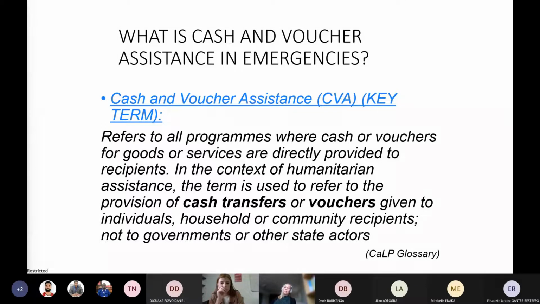So CVA is the official term, and it refers to all the programs where we either use cash or a voucher modality for goods and services, and we give the cash or the voucher process for them to go and buy what they need, with the focus on individuals, households, and communities. So when a government or a state actor is getting a cash grant, for example, from another government or bilateral funding, that doesn't count. So it's all about what we put into the hands of people directly impacted by crisis.